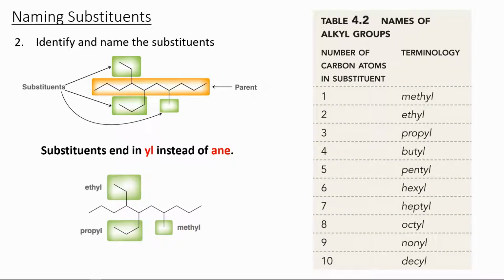After we've named the parent chain, our next step will be to name the substituents, and we'll use, for the most part, the same naming scheme that we used for the parent chains, but instead of an -ane at the end, we have a -yl. And so in this molecule, we have our parent chain, and there are 3 substituents highlighted in green. This first substituent is 2 carbons, so it will be an ethyl. This next substituent is 3 carbons, so it will be a propyl. And then finally we have a methyl group.